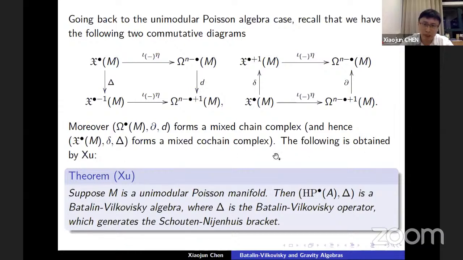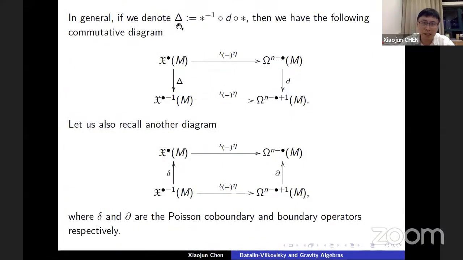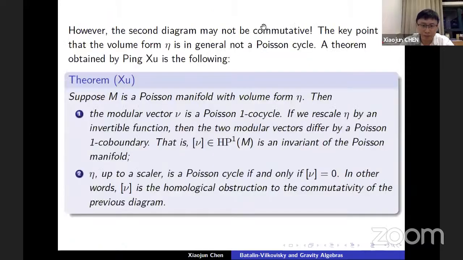So we have the following result obtained by Xu. Suppose M is a unimodular Poisson manifold. Then the Poisson cohomology of M, with the delta, is a BV algebra. The delta is called the BV operator, which generates the Schouten bracket. I will explain this in the next page. But let's just recall that this delta is exactly the delta we introduced at the beginning.